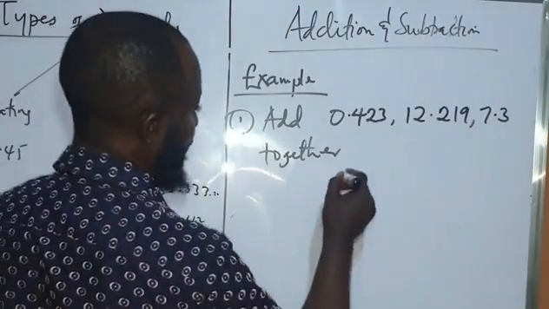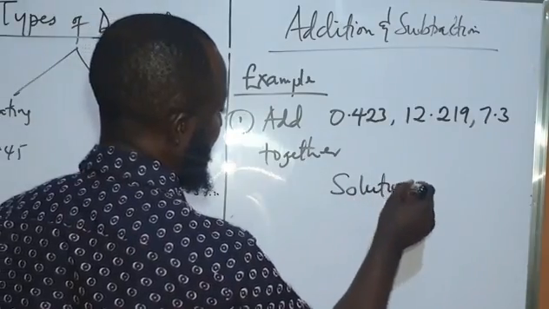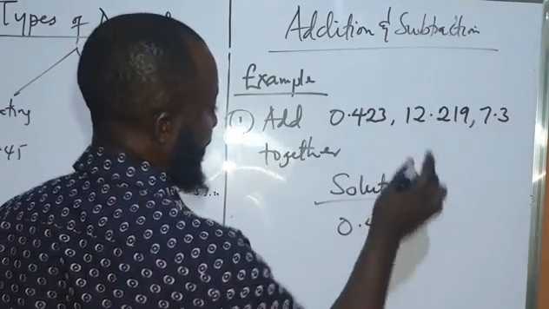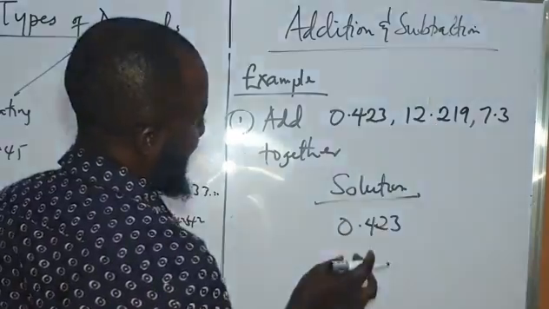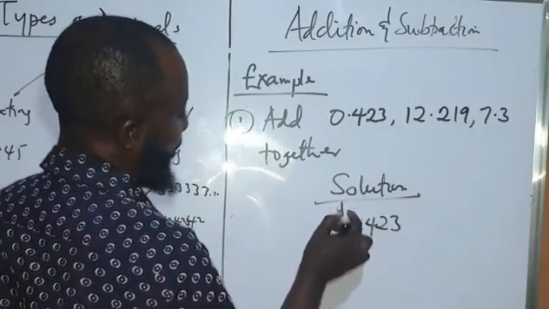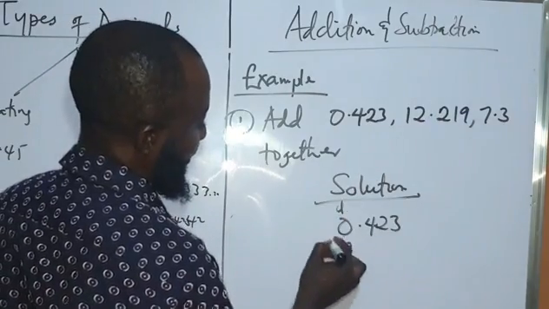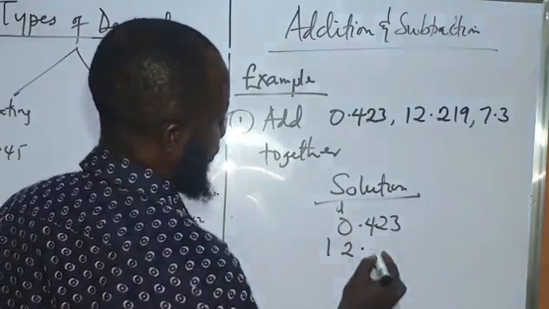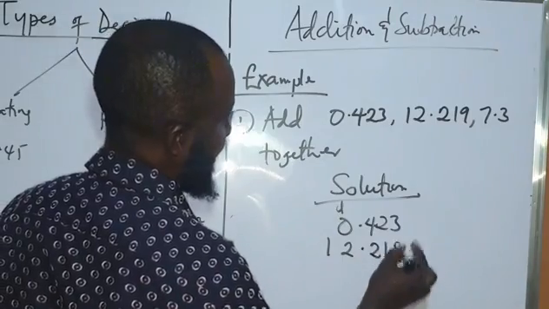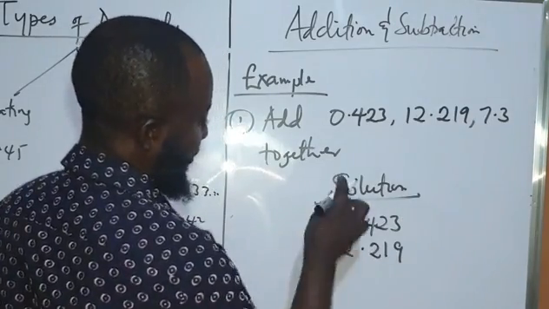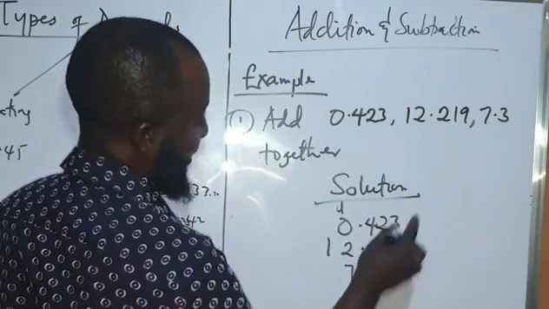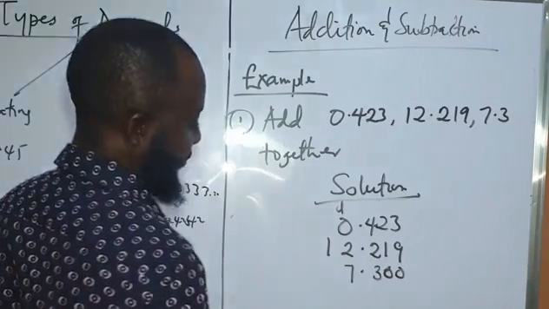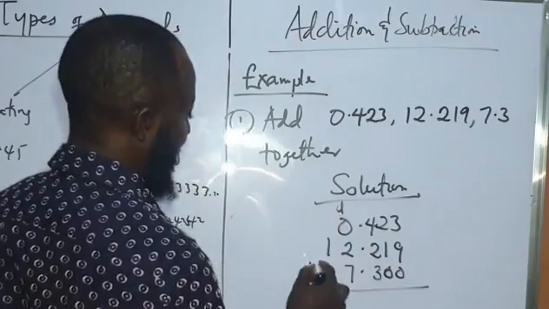So the solution here will be 0.423. Now you can see this is the whole part, and this will be the unit part. So 2 will be written under this one, then 1. Then decimal under decimal. What you have next is 219. It will be written under this, this, and this. The next one is 7.3. So 7 will be written under 2 points. Then 3 will be written here, not here. So this will be 0, 0. Then you can add them together here.